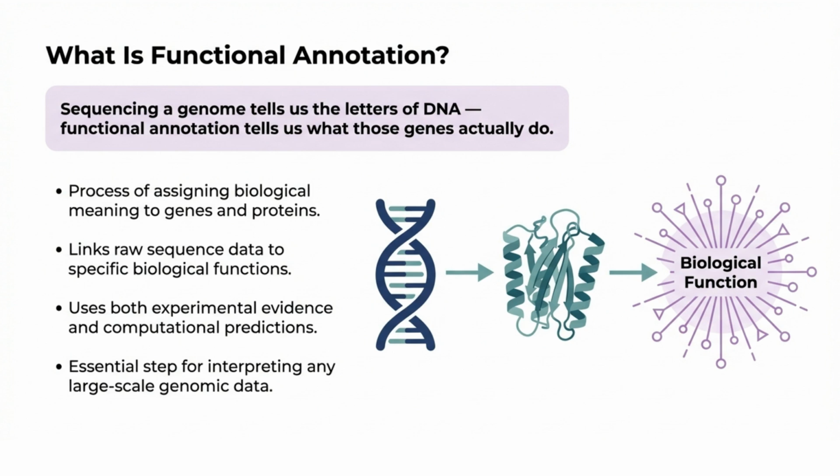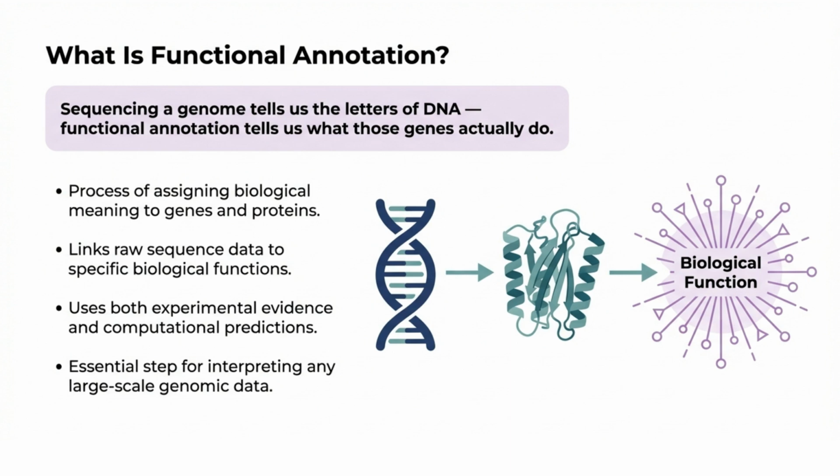In simple words, it helps us answer questions like, what gene is this? What protein does it encode? What does that protein do inside the cell? This process usually combines two approaches. One is experimental evidence, which is the most reliable. The other is computational prediction, which allows us to analyze very large datasets efficiently. So if sequencing gives us the alphabet of biology, functional annotation helps us read the language.